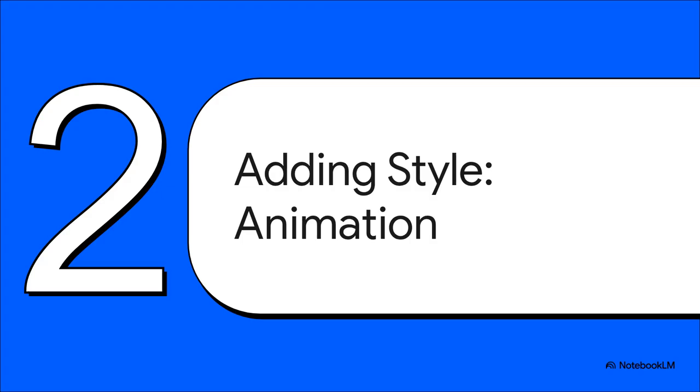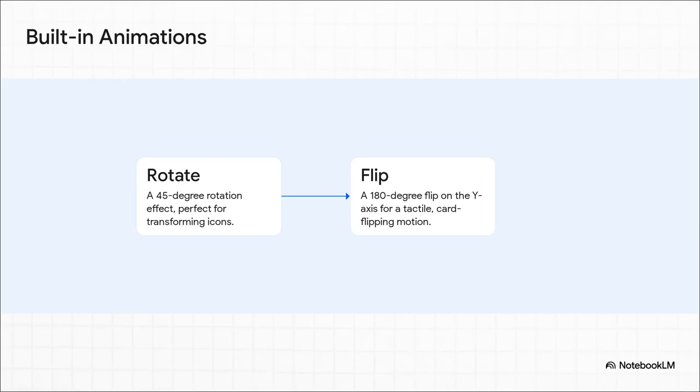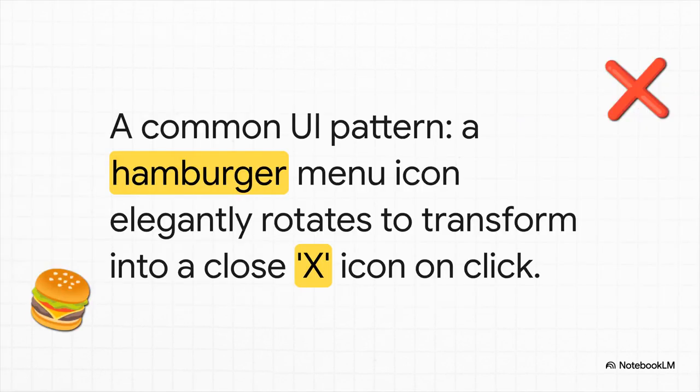Okay, so showing different content is one thing, but adding that smooth motion, that's where this component really starts to shine. Let's look at the animations that give it that polished, professional feel. So, to make those transitions pop, you've got two built-in styles you can play with, right in the swap style property. You can go with rotate for a nice subtle turn, or flip for a much more dramatic card flipping effect. That rotate style? It's perfect for those classic UI patterns we all know and love. Think about a hamburger menu icon that just elegantly rotates to become a close X when you tap it. It's a clean, intuitive interaction that feels right at home in any modern app.